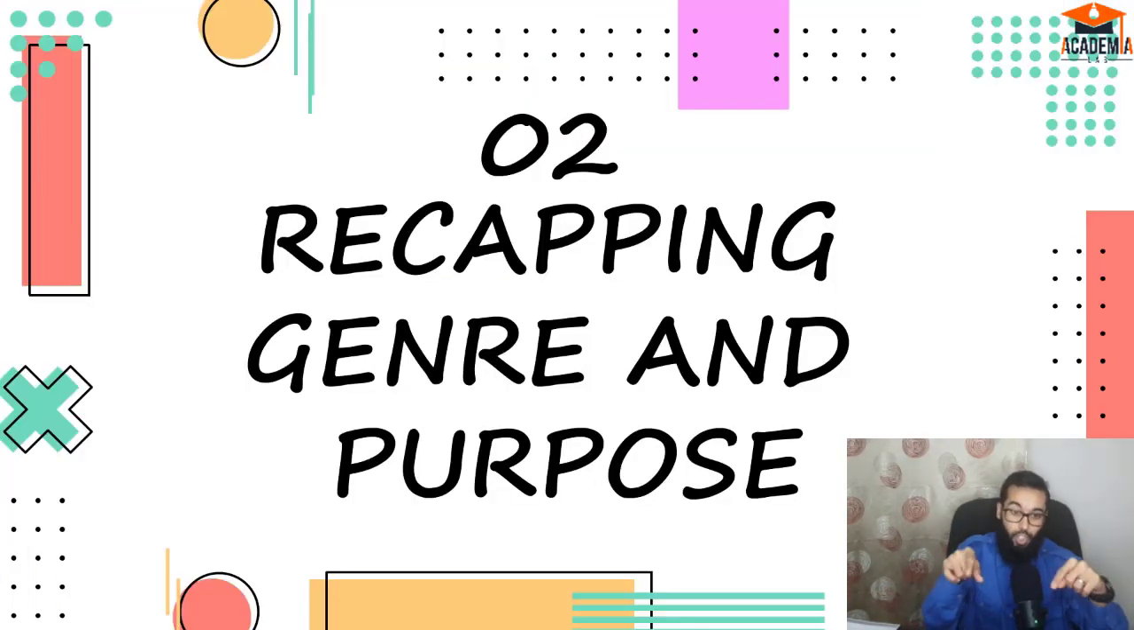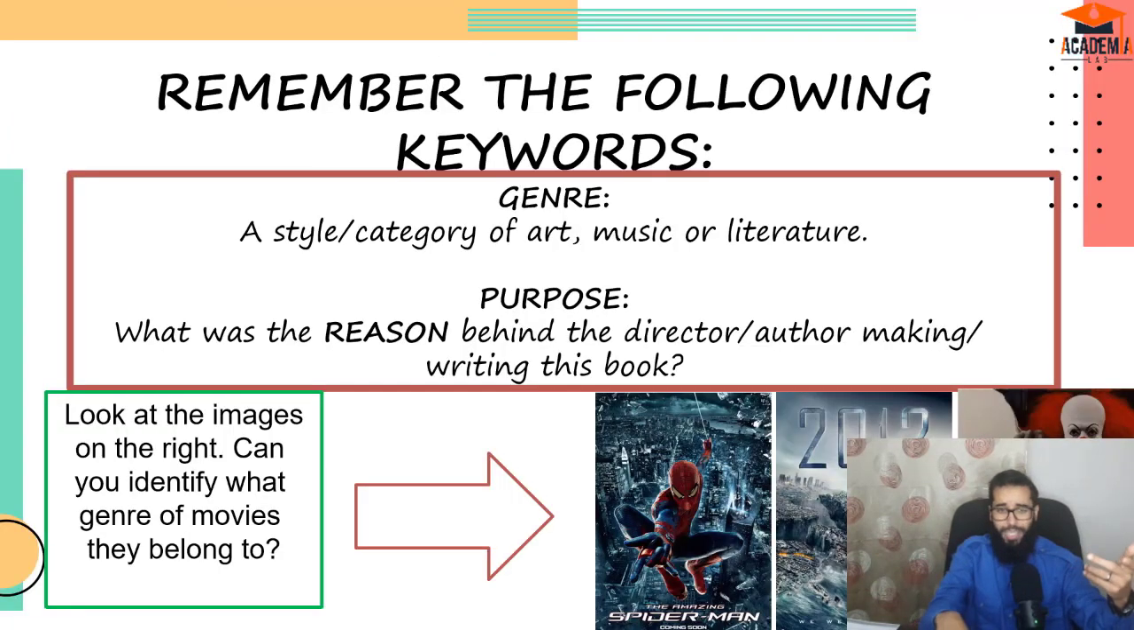So let's go to the next slide, which is about recapping genre and purpose. We have done this together. We've spoken about genres, we've spoken about purposes before, but let's do it one more time. Remember the following keywords: genre, a style, category of art, music or literature. It's a genre or a style, a type, a kind. A purpose: what was the reason behind the director or author writing this book? What's the genre of this book and what's the purpose of this book?